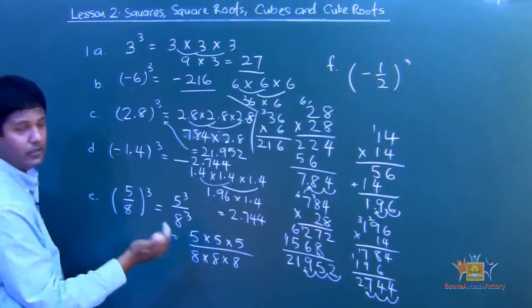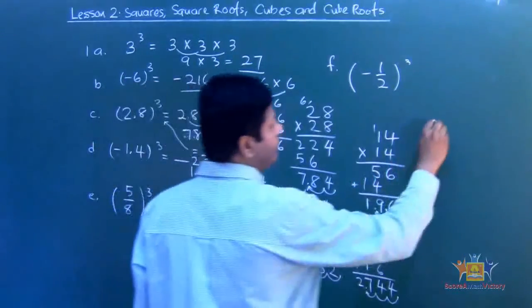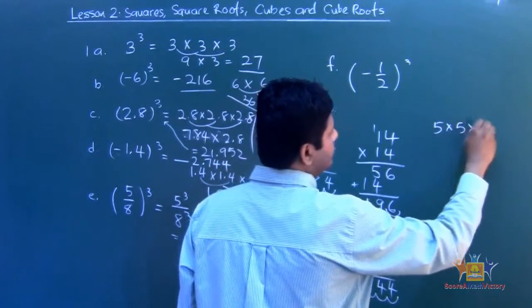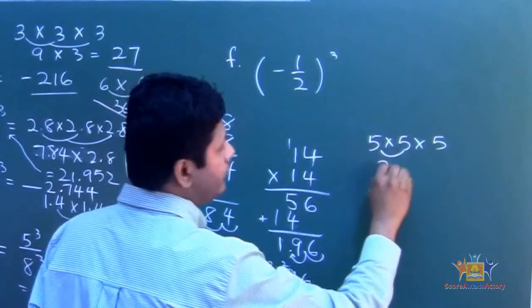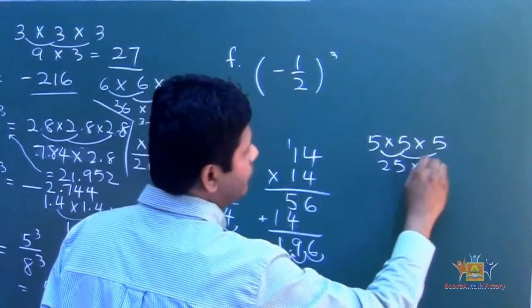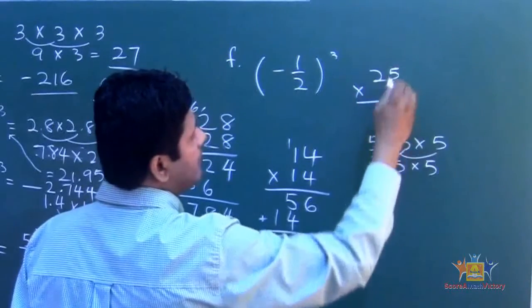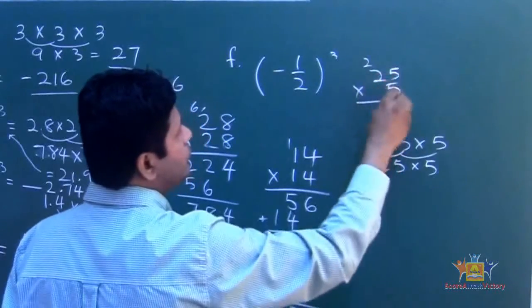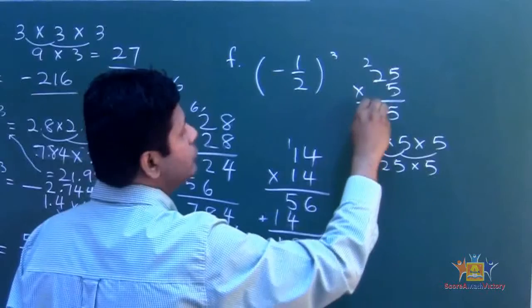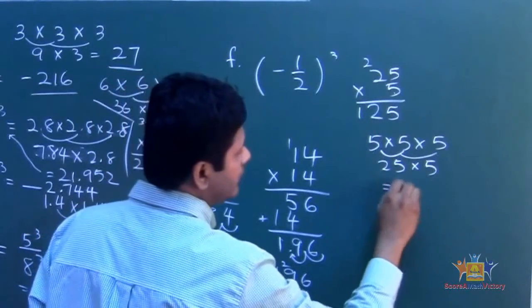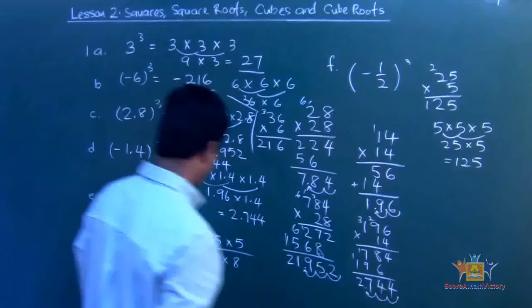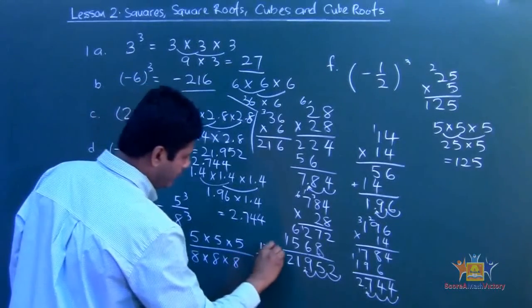5 times 5 is 25. So let's write down here, okay? 5 times 5 is 25. And then we're going to times to another 5. So line it up. So 25 times 5. 5 times 5 is 25. 5 carry 2. 5 times 2 is 10. Plus 2 is 12. 125. Okay, that gives me 125. Okay? So then I put it right here, 125.